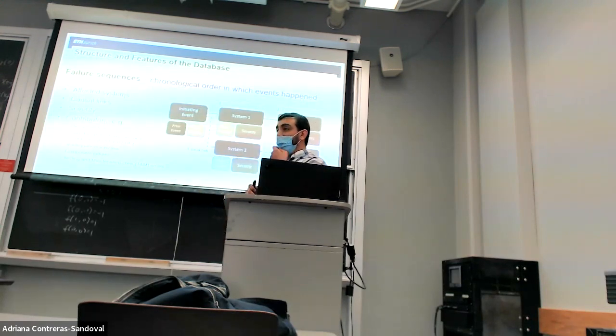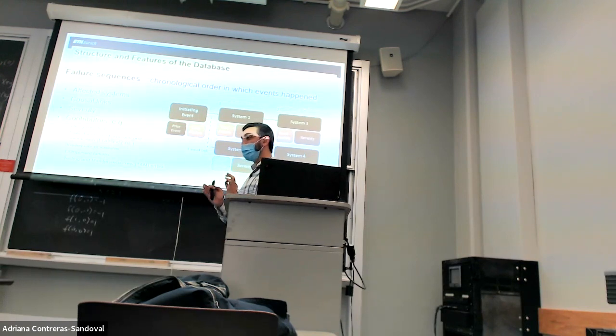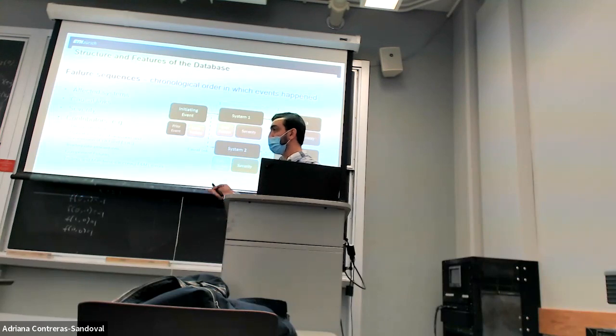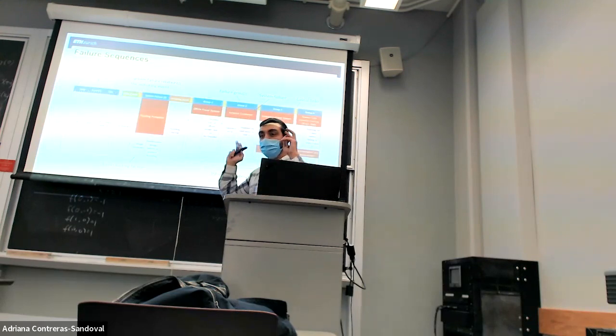We further created some failure sequences. We started with the prior or trigger initiating event, then the systems affected, to what degree they were affected, the severity of the effect, and the contributing factors. Contributors are not exactly root causes, but are the factors that contributed to the failure of that event. So they are not mutually exclusive, and multiple of them can come together to fail a certain system.